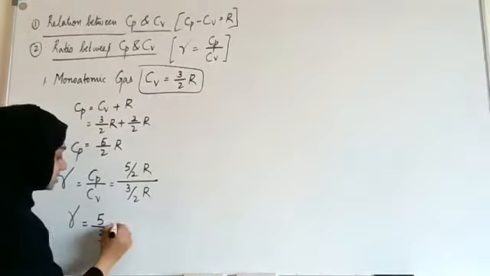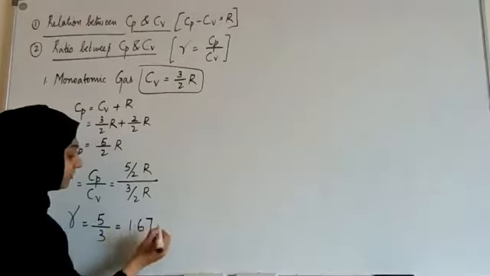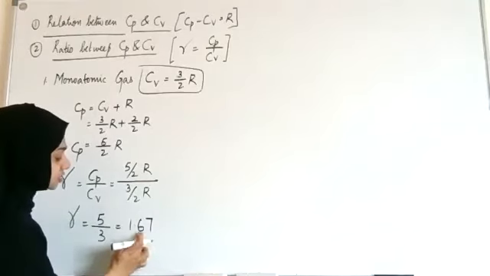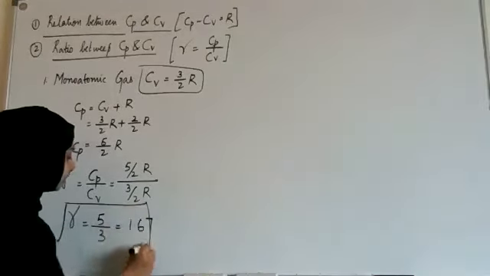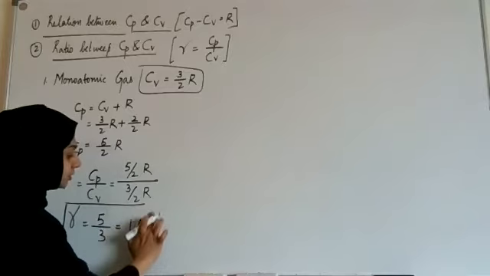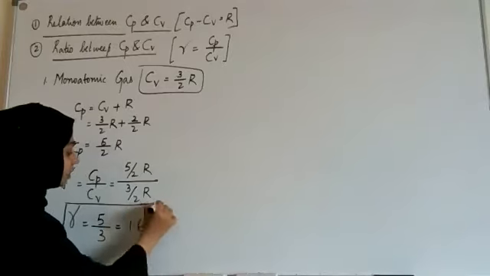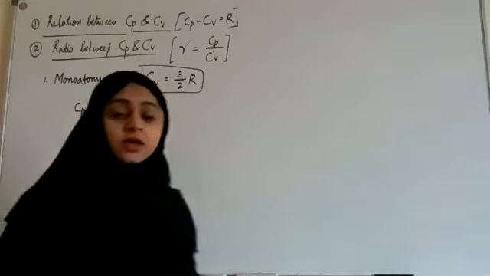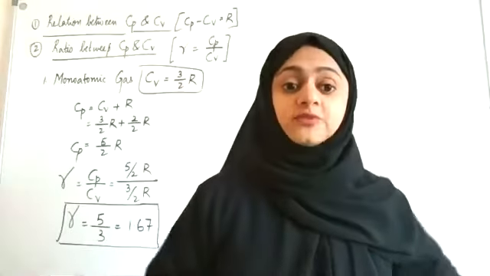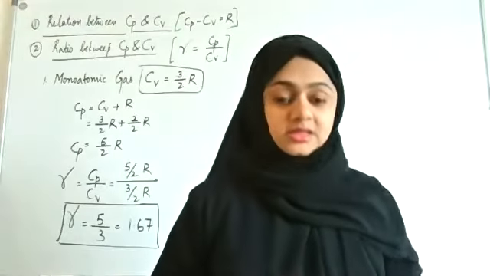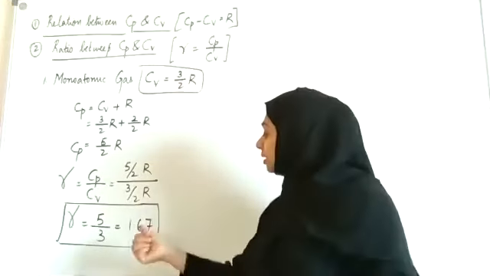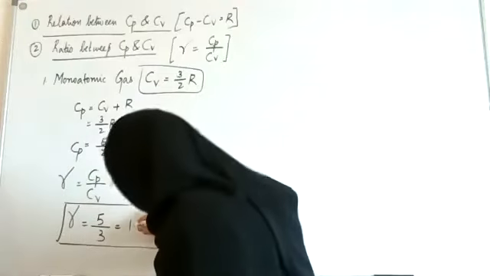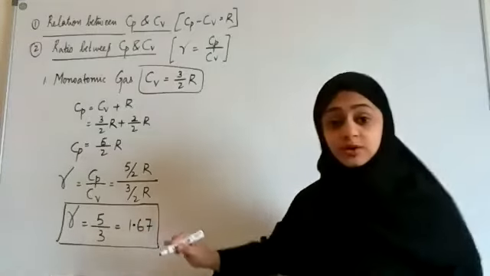Try with your calculator, it will be around 1.67. It will go 1.66 like that, and when I truncate it to 2 decimal points, it will be 1.67. So this is the value for monoatomic gas. Monoatomic gases have a characteristic property that for all monoatomic gases, the value of gamma will be equal to 1.67. Okay, so the point is not visible, it's 1.67.